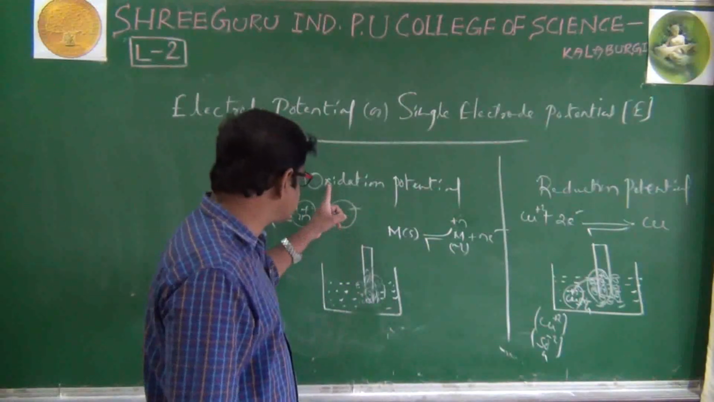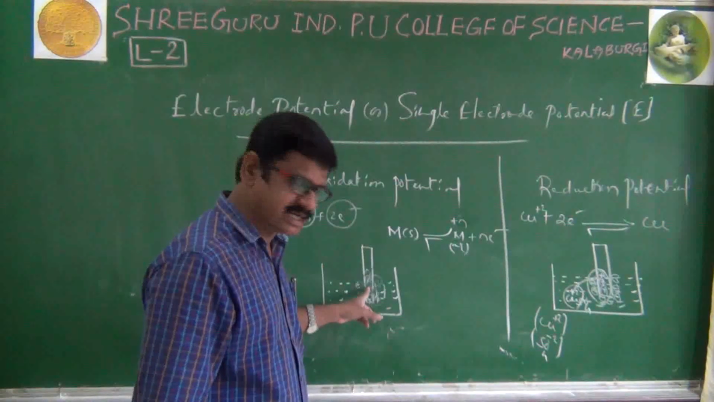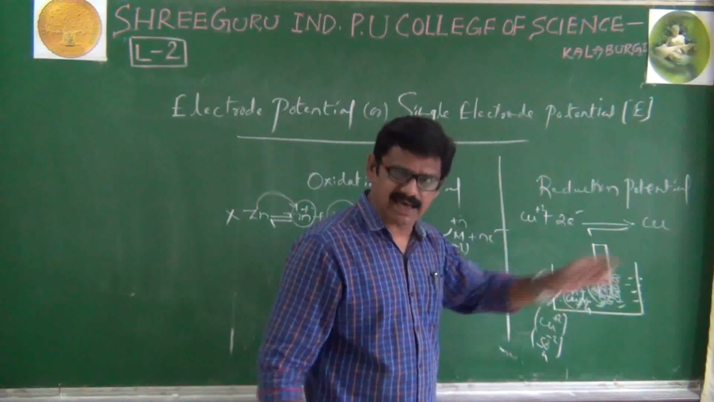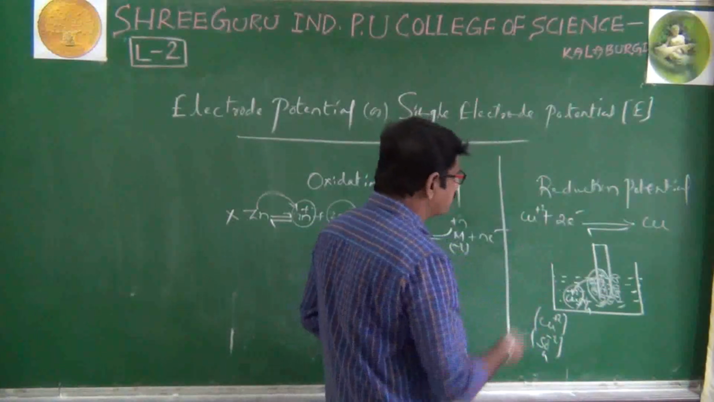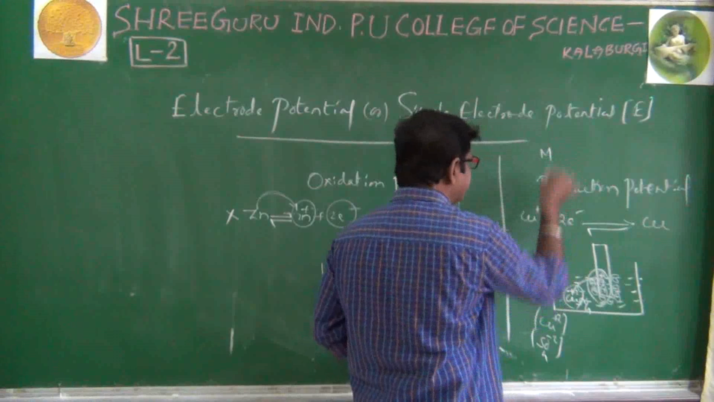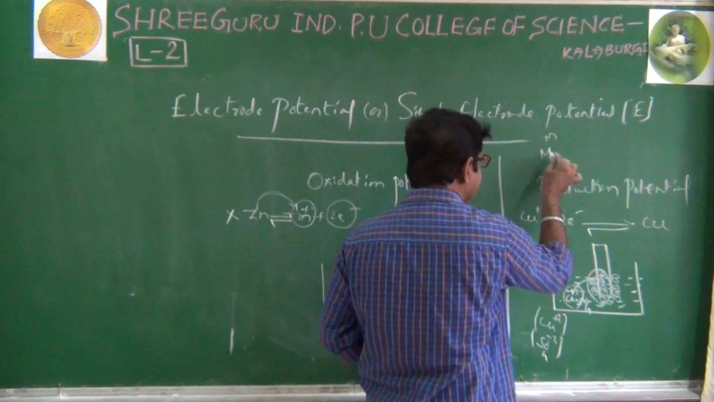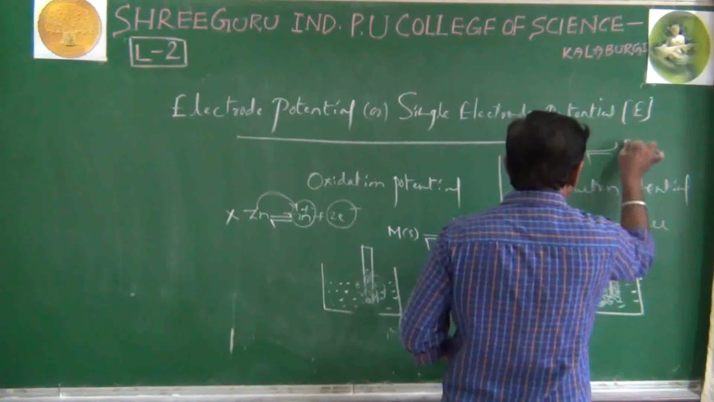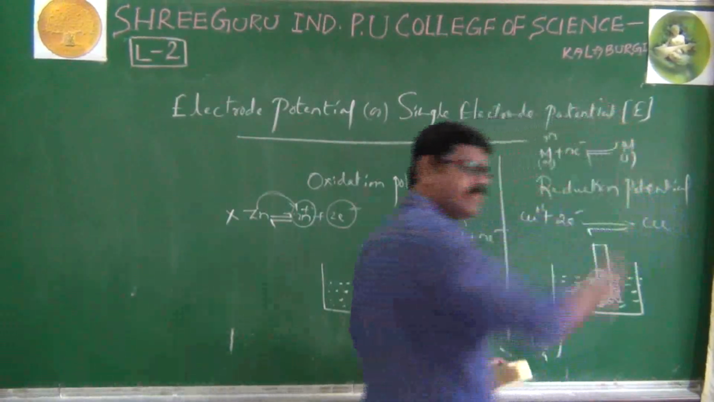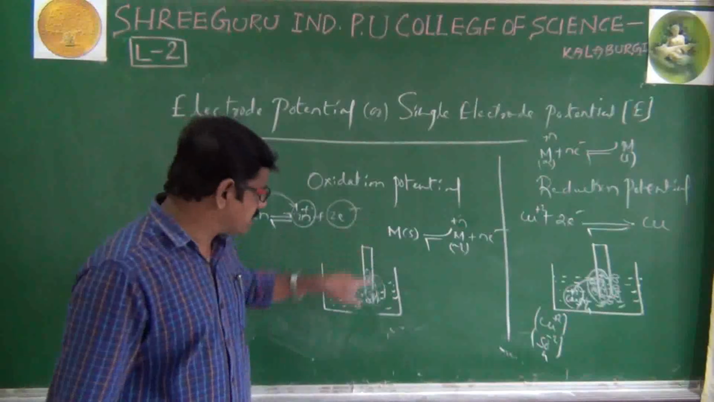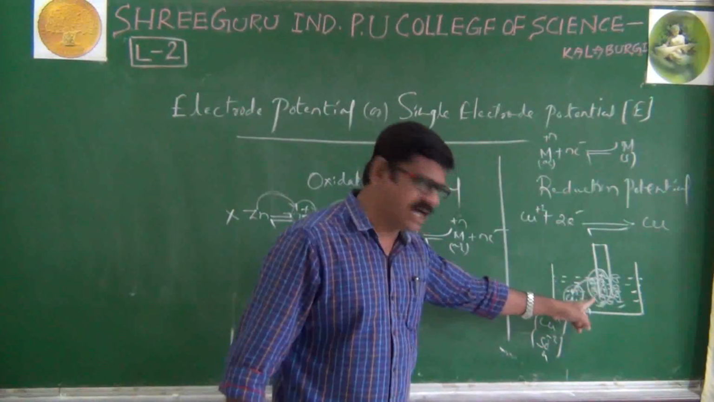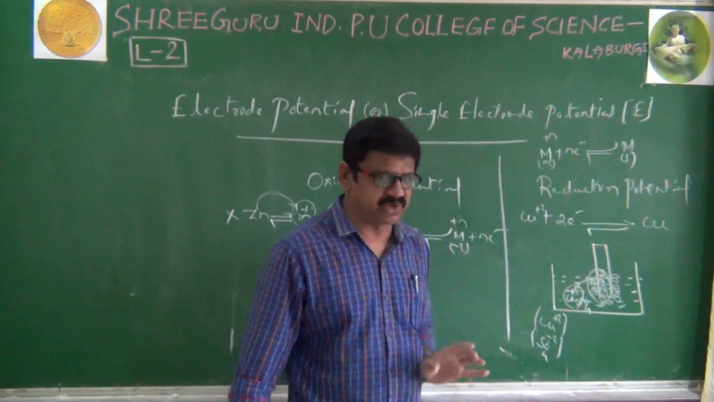And because of oxidation, here oxidation potential has generated. Because of reduction, here reduction potential has generated. Here also we can show it with the general symbol, a metal M plus n, aqueous state, by taking 2 electrons converted as metal. Here, due to oxidation, oxidation potential has developed. Here, due to reduction, reduction potential has developed.